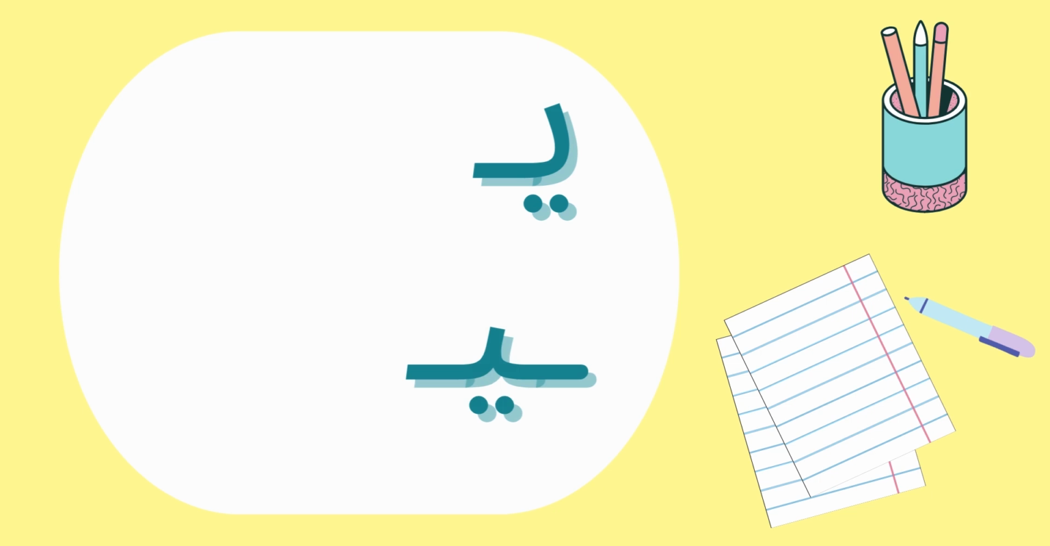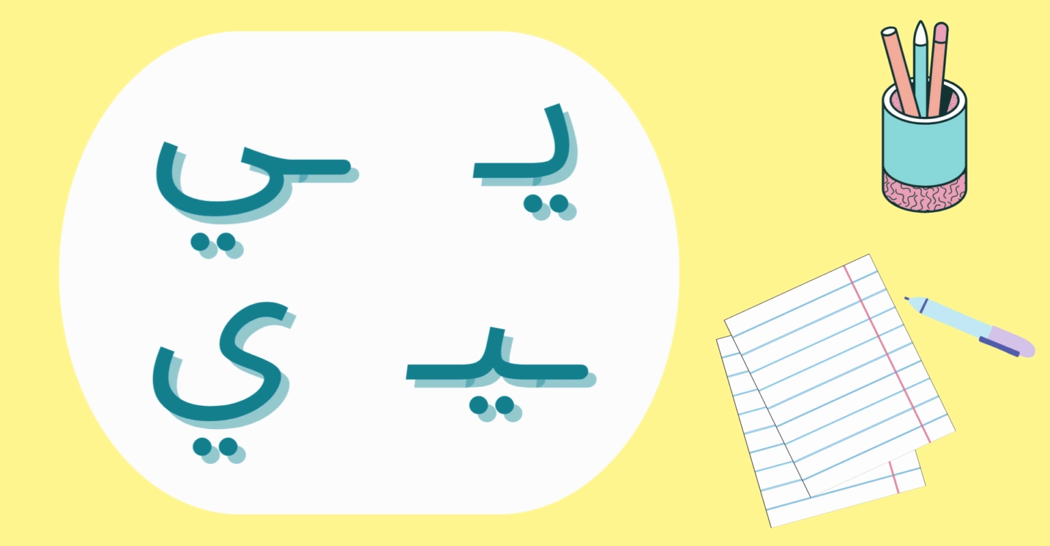Please practice writing the four forms. You will find the writing sheet to help you with your practice on the link in the description box below. And remember to pronounce the sound of Ya as you draw it. E, E.